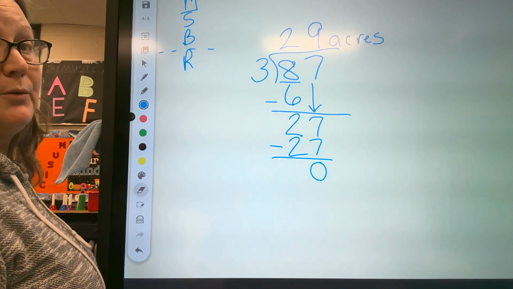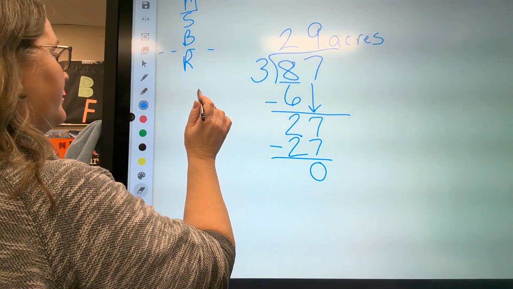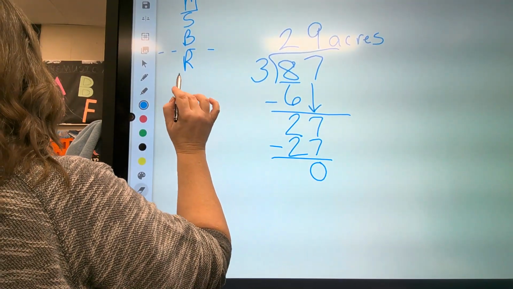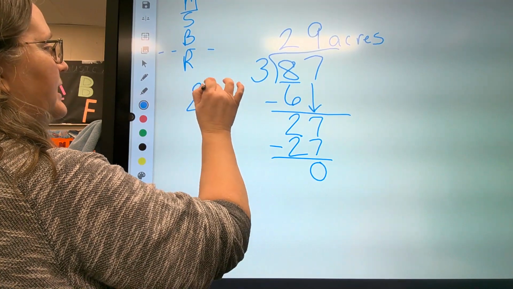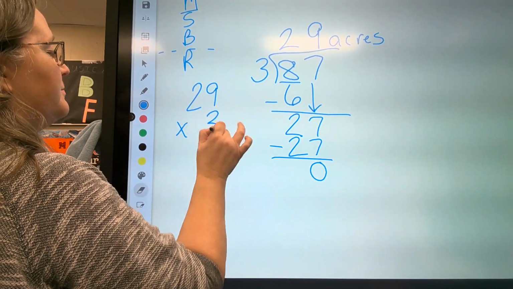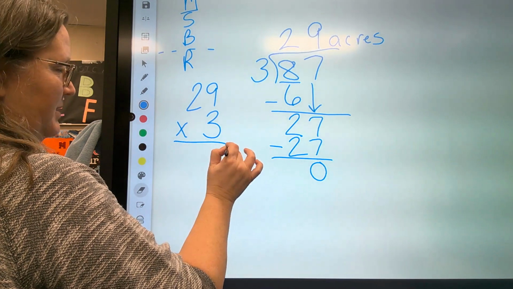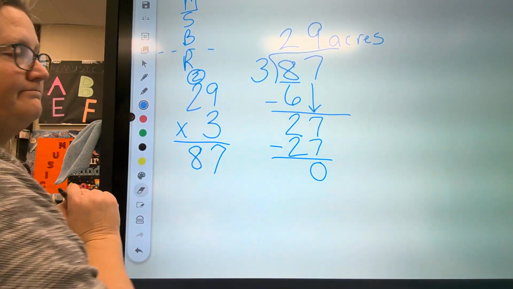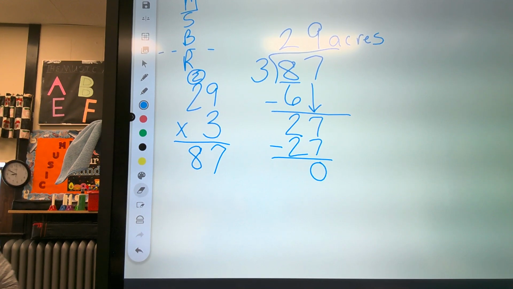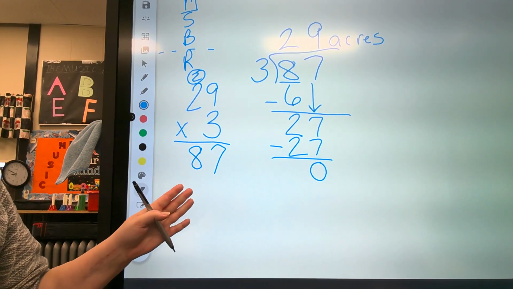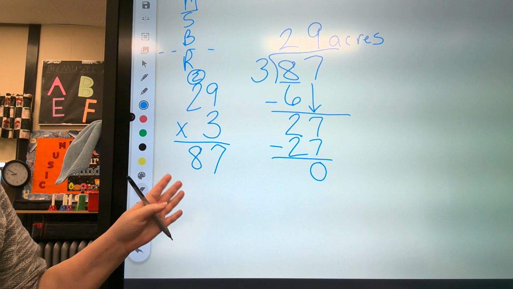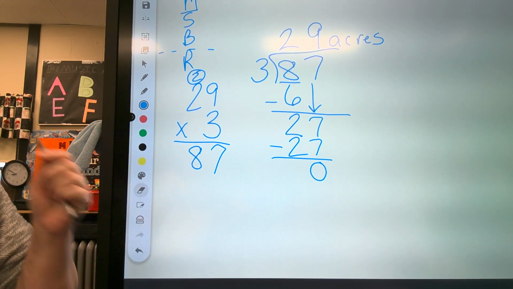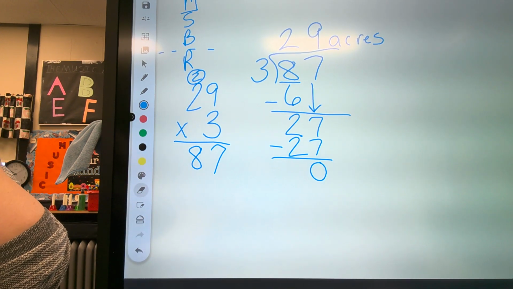And now I'm going to check my work to make sure I did it correctly. How do I do that? You multiply. 29 times 3, and my answer should be 87. 9 times 3 is 27, 3 times 2 is 6, plus 2 is 8. Yep. All right. There is no remainder because 87 is a multiple of 3. It goes in there evenly, okay?